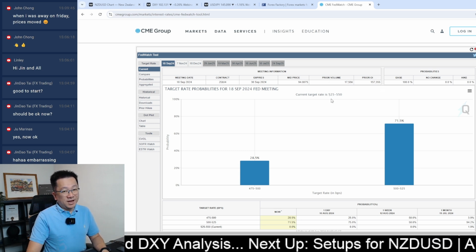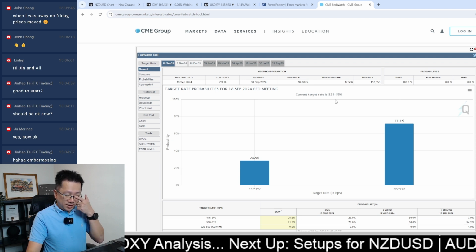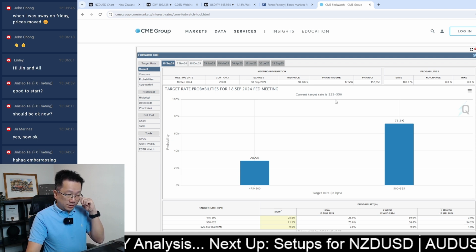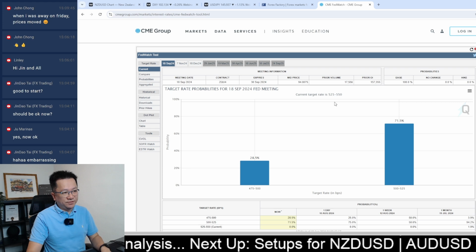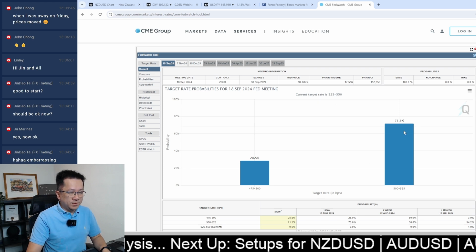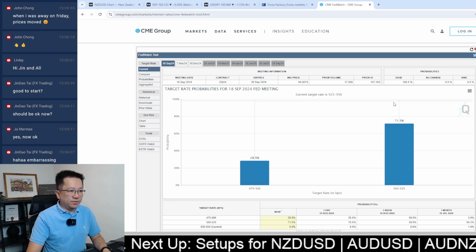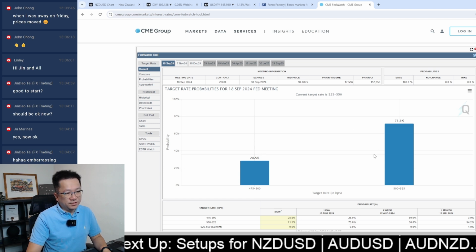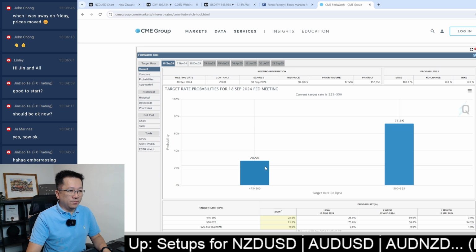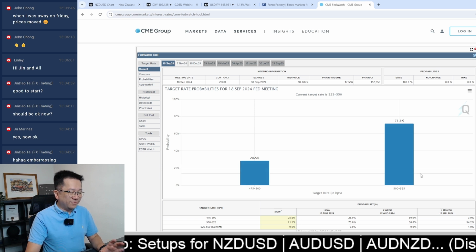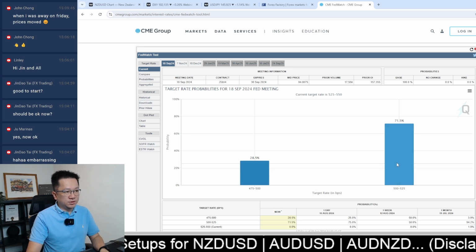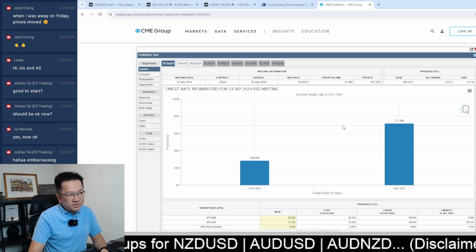A lot of things can change, but unless something massive changes, I don't think this is going to shift. I think we're almost definitely going to see a rate cut. It's only about how much. At this point, I think 25 basis points seems to be a good start.